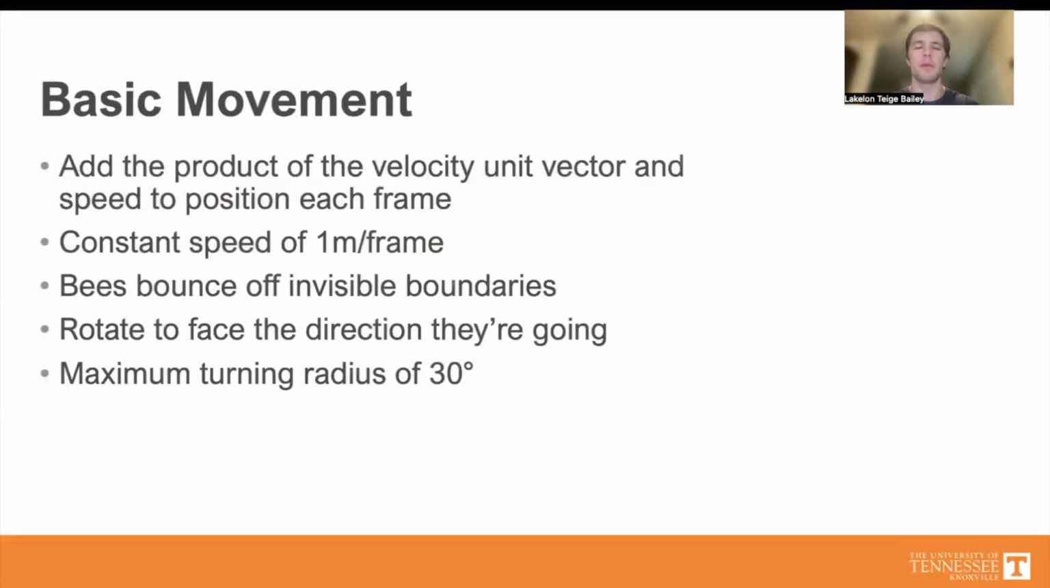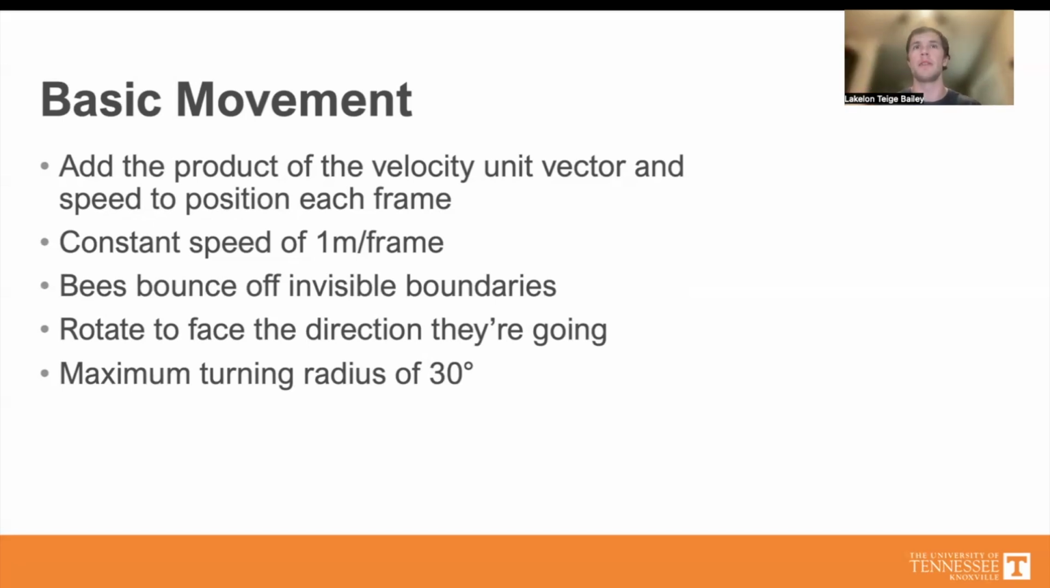For their basic movement, I just added the product of the velocity unit vector and their speed to the position each frame. The velocity unit vector is more so a direction vector because the speed is constant for all bees at all times. And the velocity is essentially in meters per frame because I don't really work with seconds here, I work by frame. I added some invisible boundaries that were just coded into the position algorithm that prevent the bees from going out of the flower patch.